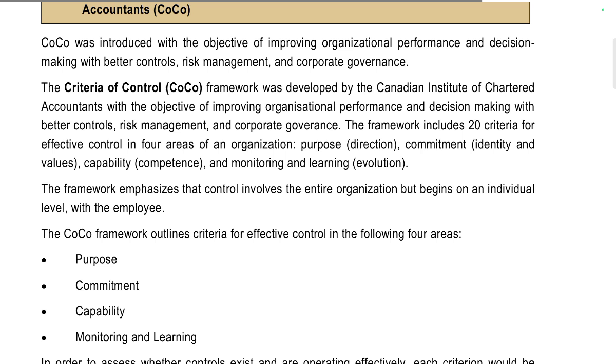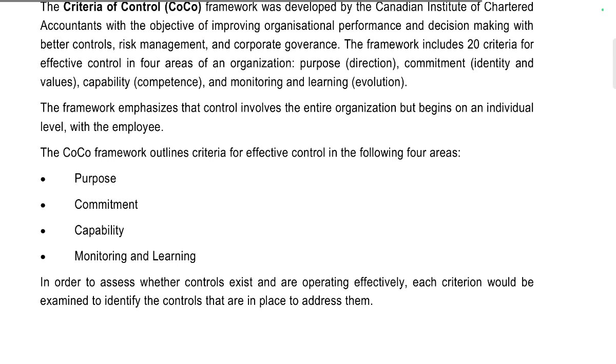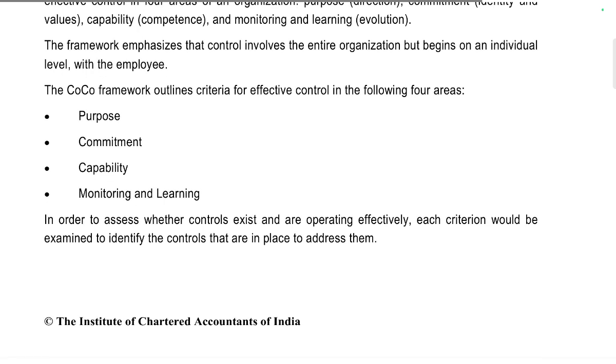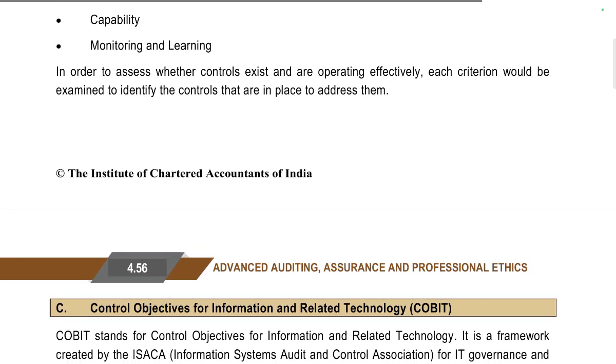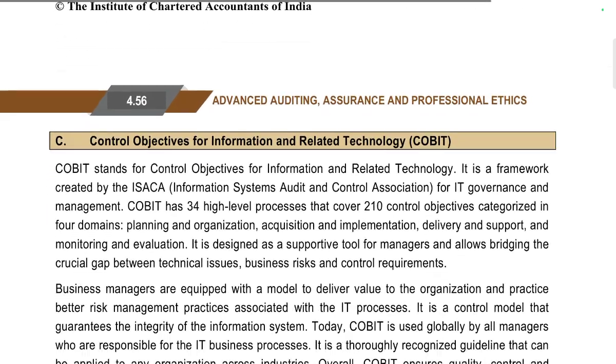The framework has 20 criteria. Effective control has four areas: purpose, commitment, capability, and monitoring and learning. This framework emphasizes that control involves the entire organization, from the individual level to the employee. The COCO framework outlines the criteria of effective control in the following four areas: purpose, commitment, capability, monitoring and learning. In order to assess whether controls exist and are operating effectively, each criterion should be examined, identifying the controls that are in place and addressing them.